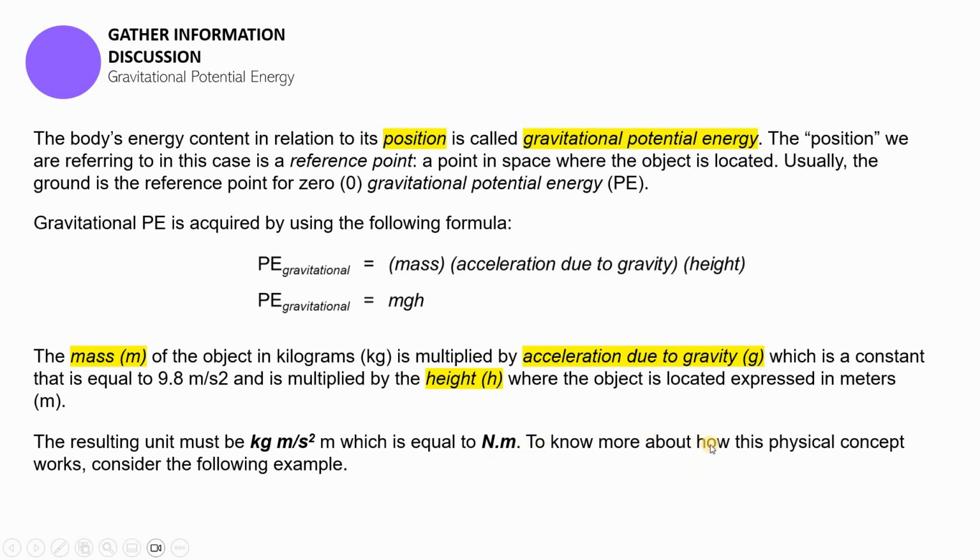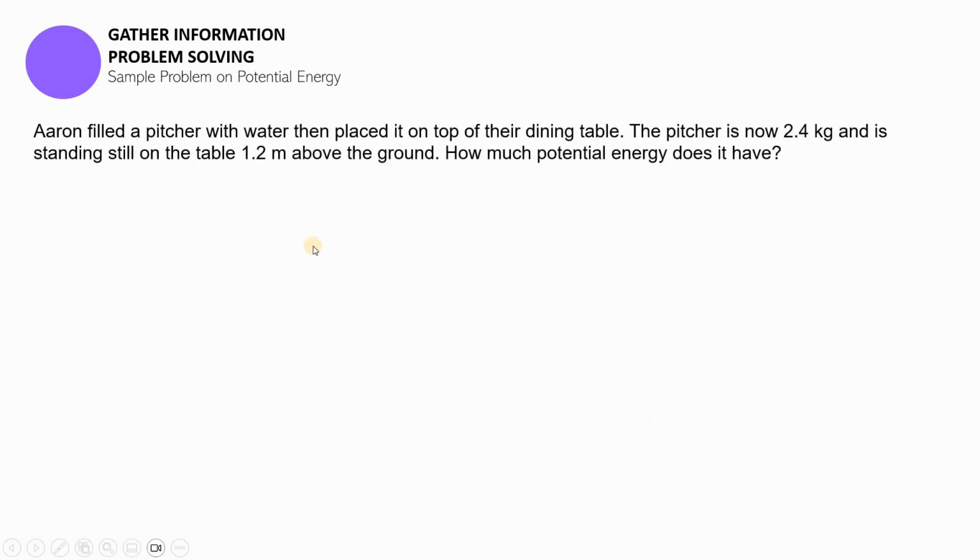Now, to know more about how this physical concept works, we have to consider the next sample problem. Again, what we are clarifying here is the formula to use, the units we expect to use, and also the unit of the gravitational potential energy which we are going to get. So we're done with the first part of this session. Let us now move forward to the next part.